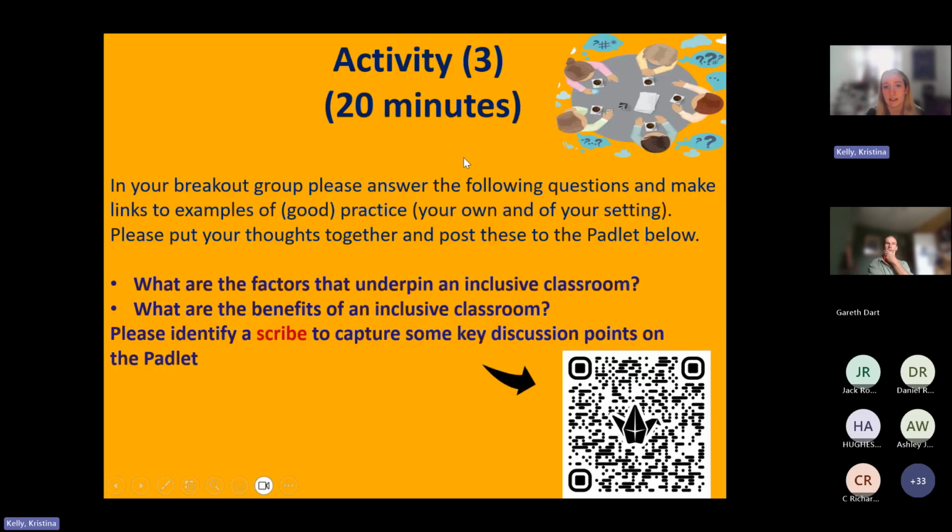So the last activity that I'm going to ask you to do is to think about the factors that really underpin an inclusive classroom. We've talked about some already, and you might be thinking, well, we've got different factors in my setting, and I've thought about something else, and that's great because we'll all have different perspectives and experiences with this. So what are the factors that you think really underpin an inclusive classroom, and what do you think are the benefits of an inclusive classroom? So really building on that previous Padlet discussion.